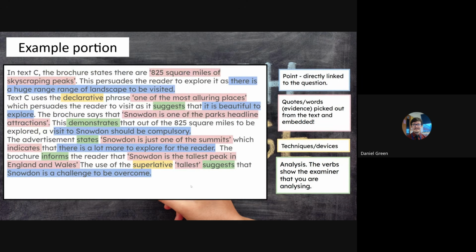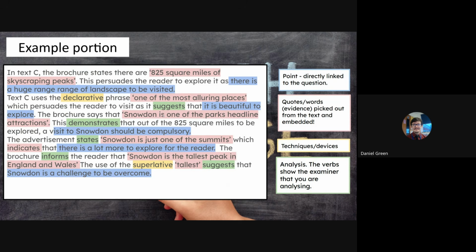Okay, so I'll give you an example, right? This is a portion from a full marker that came from the WJEC a little while ago. And I've got on the side there some color coding, okay? A point that links directly to the question, quotes or words, so evidence, picked out from the text and embedded, techniques and devices that are useful to analyze, and analysis, okay? So using your analysis verbs to deconstruct it. So for example, in text C, the brochure states there are 825 square miles of skyscraping peaks. This persuades the reader to explore it as there's a huge range of landscapes to be visited. And I believe the question was surrounding what makes the reader want to explore. So obviously using that word here, okay? And again, they're using the word explore here.